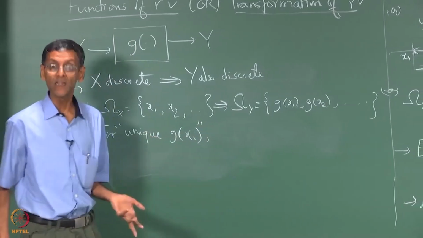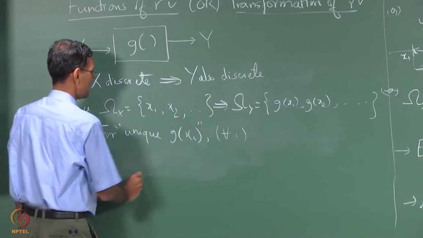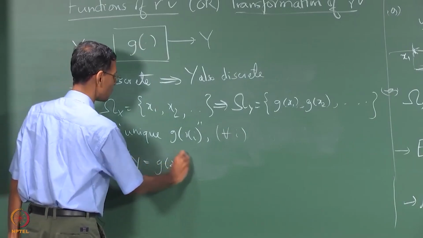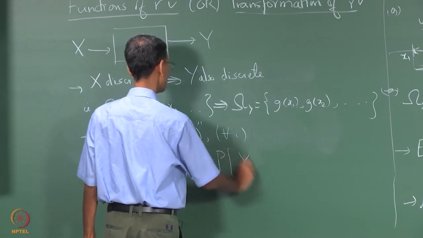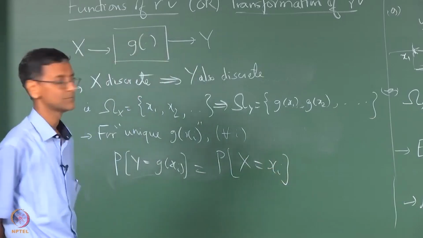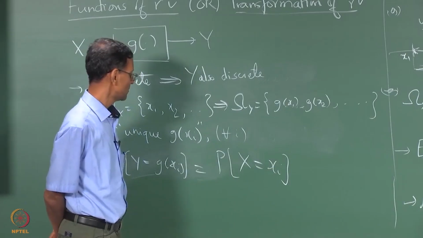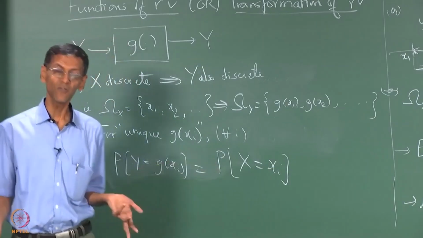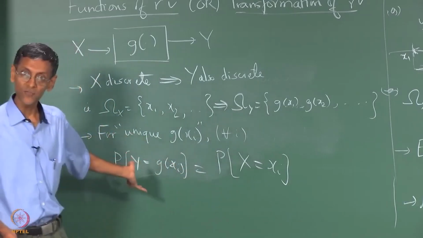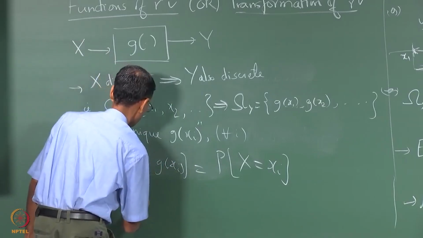If g of xi is unique for all i, in other words, then P of y equal to g of xi will be identical to what? P of x equal to xi. So this determines the PMF of y. If you do this for all i, automatically you generate the PMF of y.